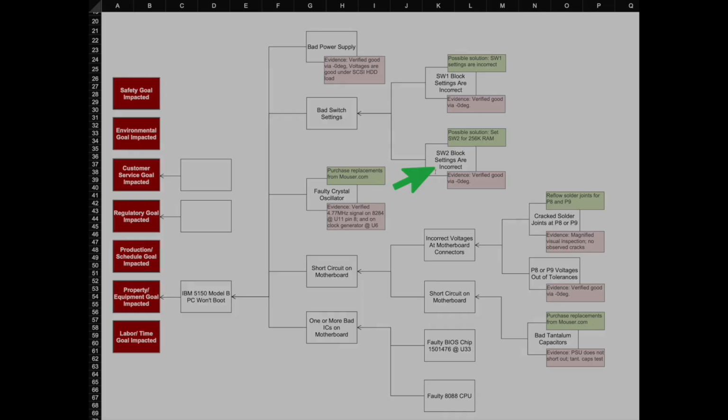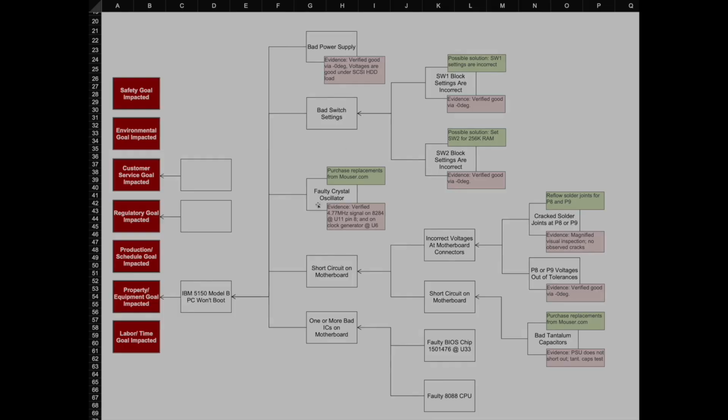So we know that it's not the switch blocks, because they are set correctly. So we know the bad switch settings is not likely the reason why this 5150 is not booting. We also know the power supply is also not likely the reason why the 5150 is not booting.